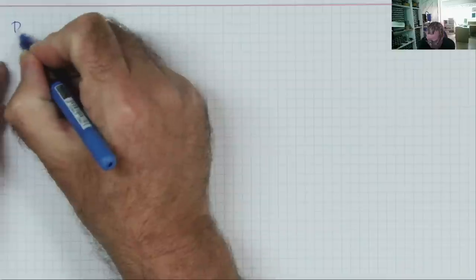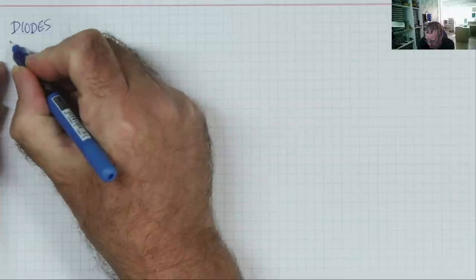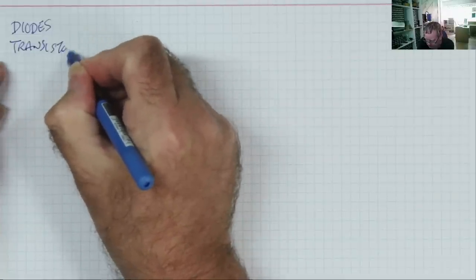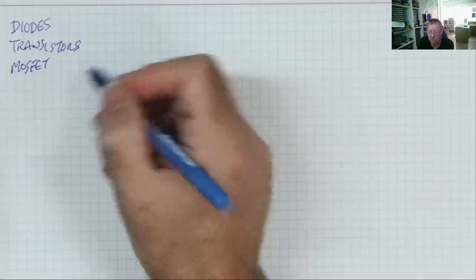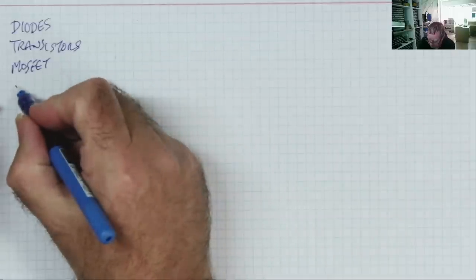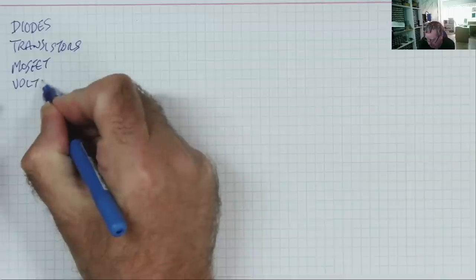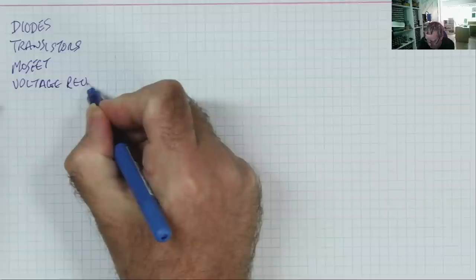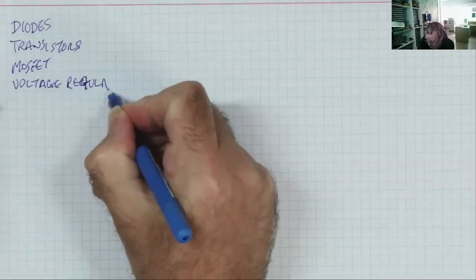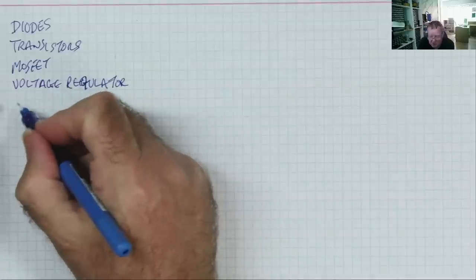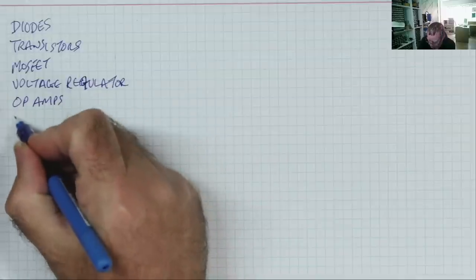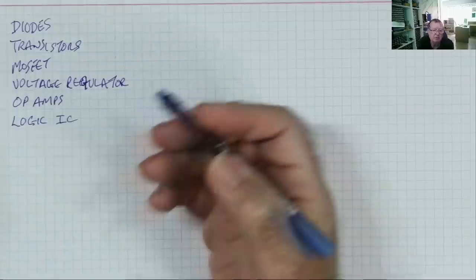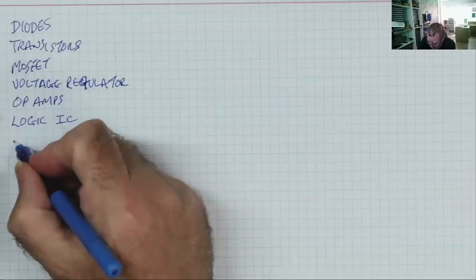Active components then, they fall roughly into three types. So we have diodes, we have transistors, we have MOSFETs, and we can also consider some more. So we also have voltage regulators, which are a specific type of component. We have integrated circuits, in particular op amps, which have their own symbol, logic ICs, which have their own symbols again, and we'll just put generic ICs. This is all the rest of them.